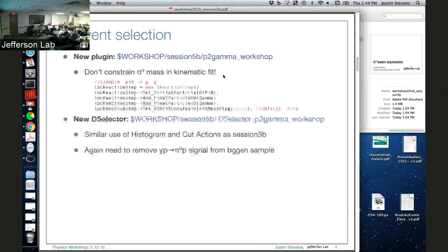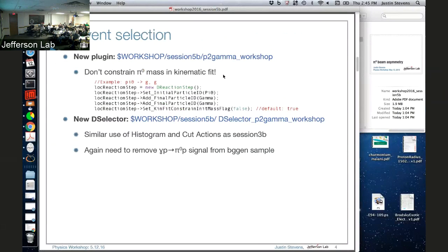And so when we set up the DReaction, if you look in this directory, we have this new plugin. If you look at the DReaction code there, where you set up the reaction steps, you can set this extra flag which turns off the kinematic fit constraint for the pi0 mass. And so that's just as an example. In general, you can keep that constraint in there, and it's turned on by default. But for this example, we'll keep that off.